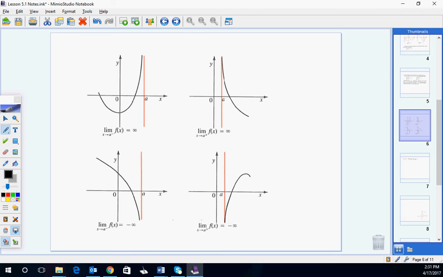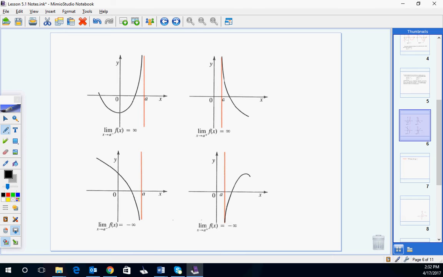Okay, so here's an example of one. Limit of x from the left is infinity. Limit as x approaches a from the right, infinity. A from the left, negative infinity. A from the right, negative infinity. If any of these 4 are true, we have a vertical asymptote.